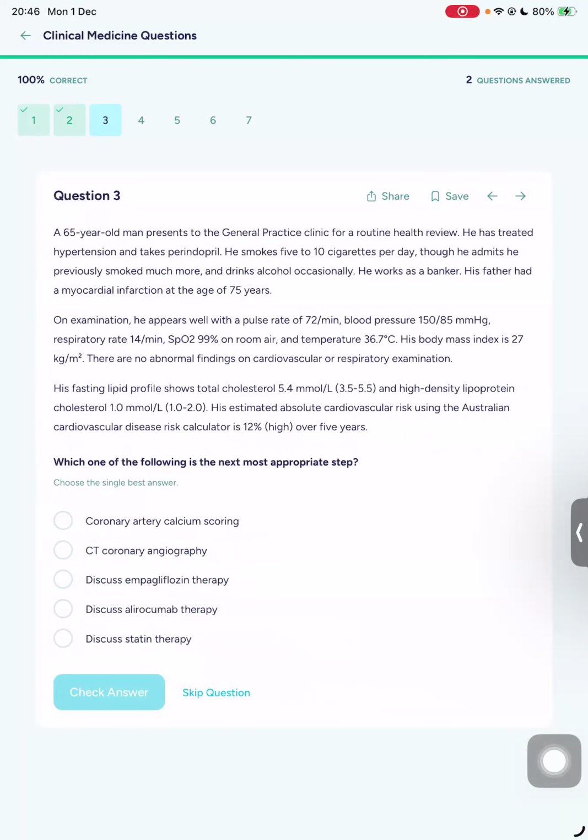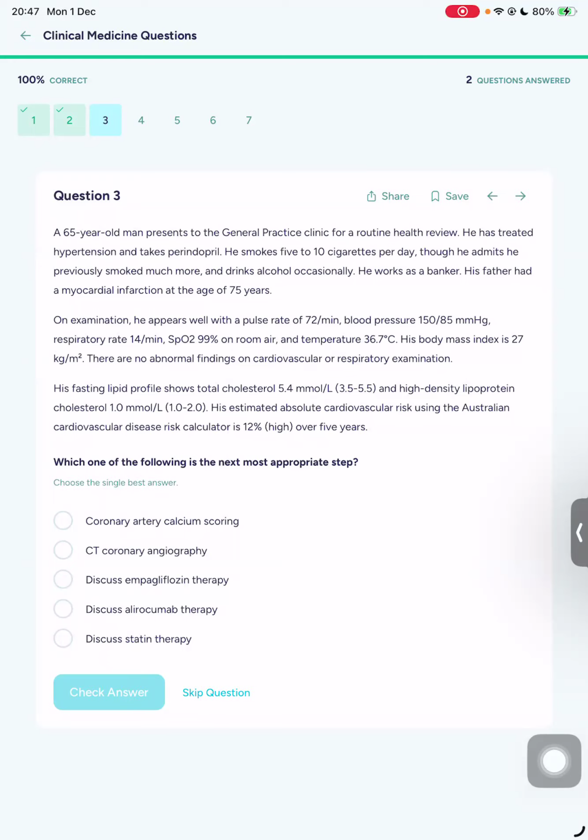A 65-year-old man presents to the GP clinic for a routine health review. He has treated hypertension and takes Perindopril. He smokes 5 to 10 cigarettes per day, though he admits he previously smoked much more, and drinks alcohol occasionally. He works as a banker. His father had an MI at age 75 years.